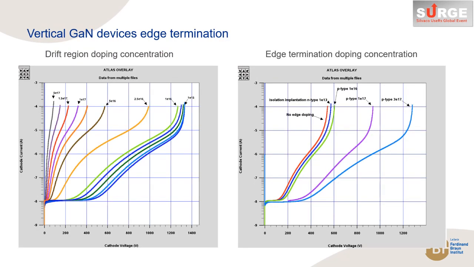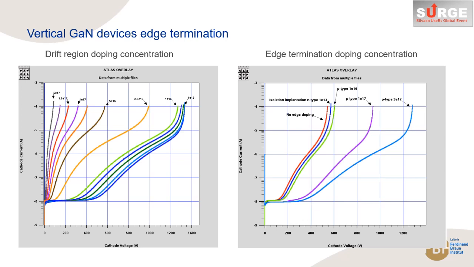On the left side picture, we can see the resulting reverse bias blocking characteristics as a function of the drift region doping concentration. We clearly observe impact ionization avalanche characteristics. In addition, the blocking strength increases with the reduction of the doping concentration. Below 10 times 10 to the 16 per cubic centimeter, the breakdown reached saturation close to the theoretical average value of 3 megavolt per centimeter.